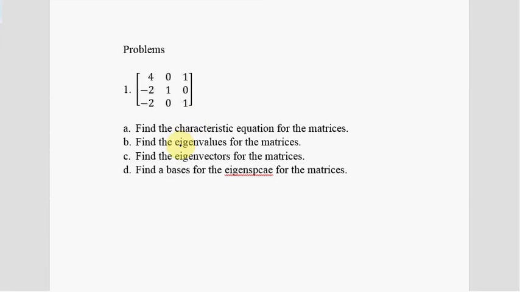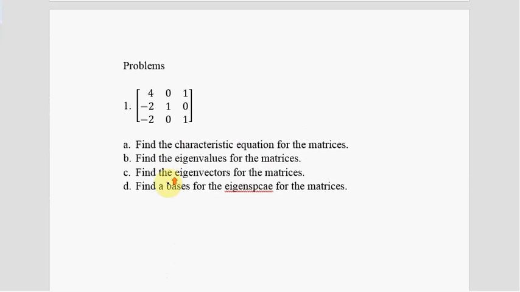So the problems here: find the characteristic equation for the matrix, find the eigenvalues for the matrix, find the eigenvectors, and then find a basis for the eigenspace for the matrices. And I say matrices, I think I got number 2 down there as well.